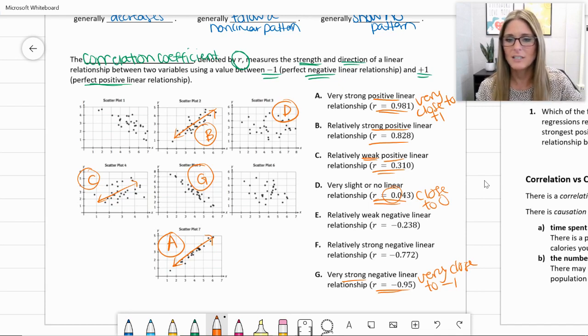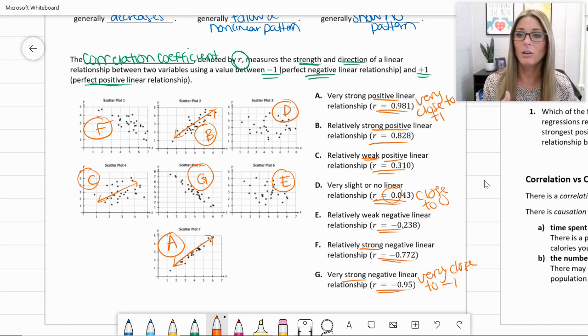And working our way up, let's look at -0.7, which is going to be a strong negative. How about scatter plot number 1? Yes. And then that leaves the weak negative, let's say scatter plot 6. So did we get them all? A, B, C, D, E, F, G. Yes, we've got them all labeled. So notice all of our correlation coefficients were between +1 and -1. No values bigger. They all are between that range. That's what a true correlation coefficient is, between -1 and +1.